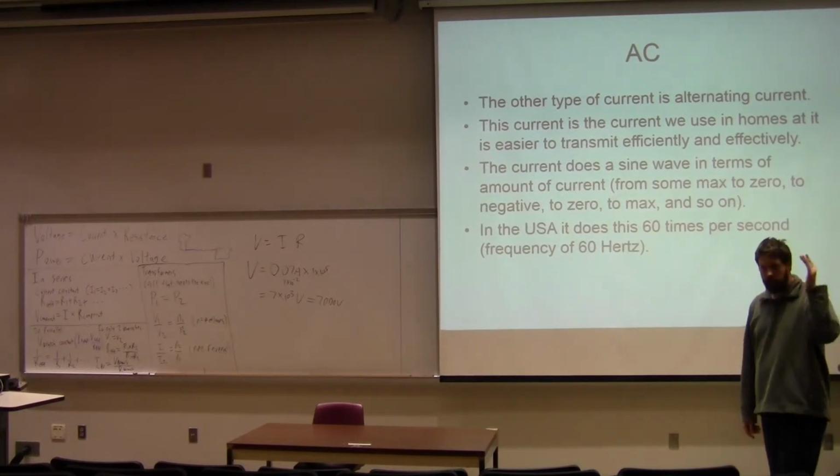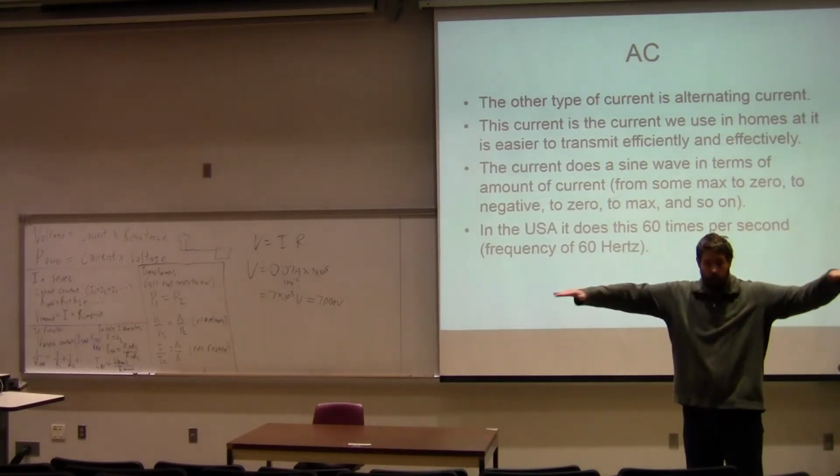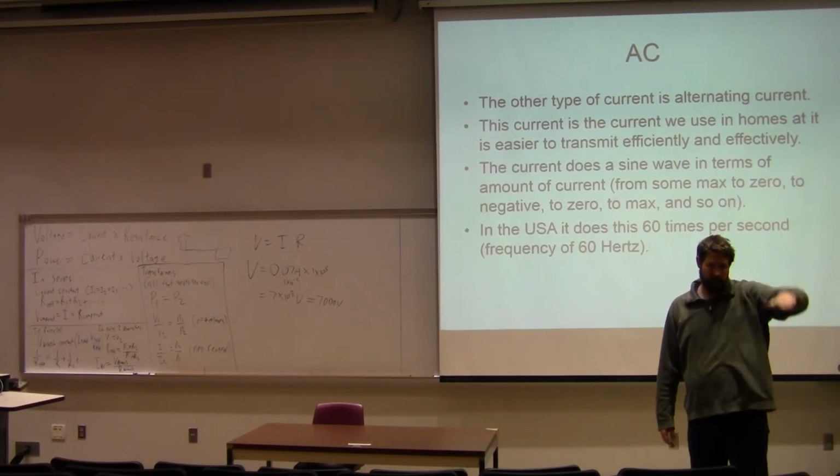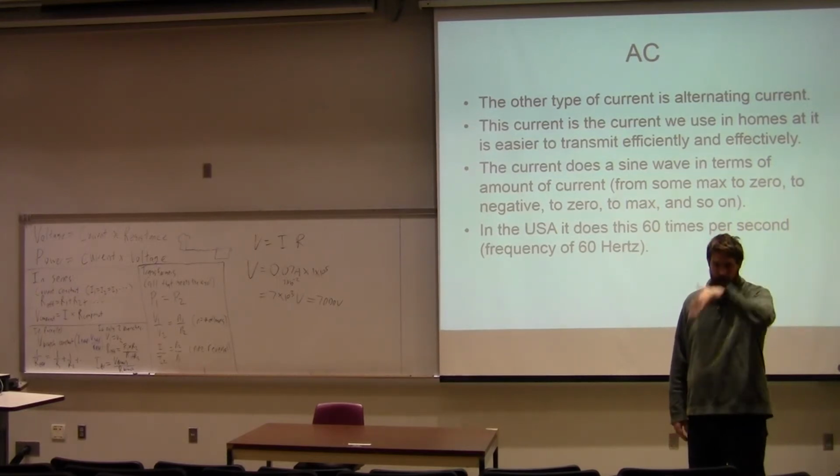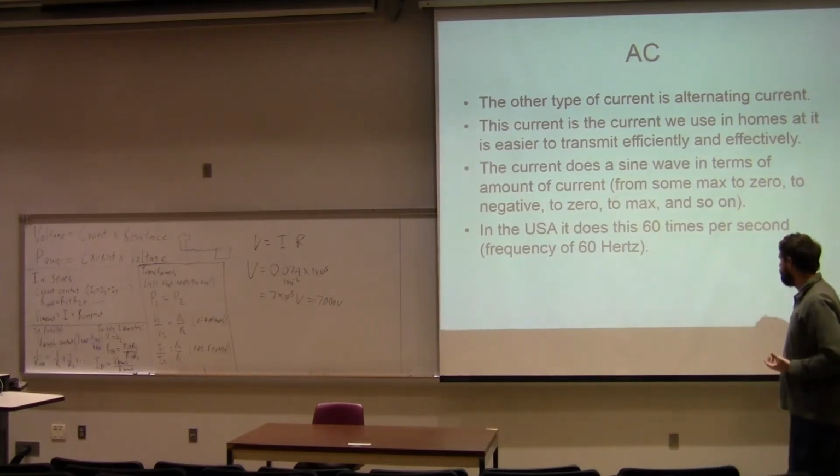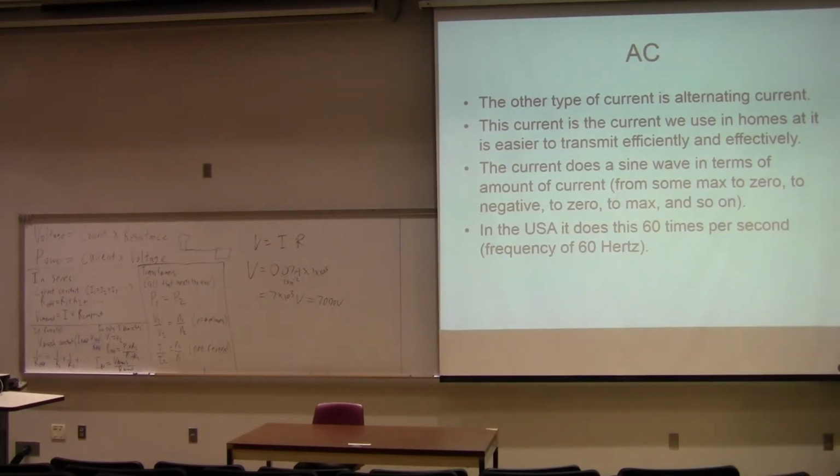This means that my current alternates. It averages 0, and goes to some maximum and some minimum, and alternates between that maximum and minimum over some given frequency. In the United States, it's 60 times per second. Elsewhere, it's faster than that.